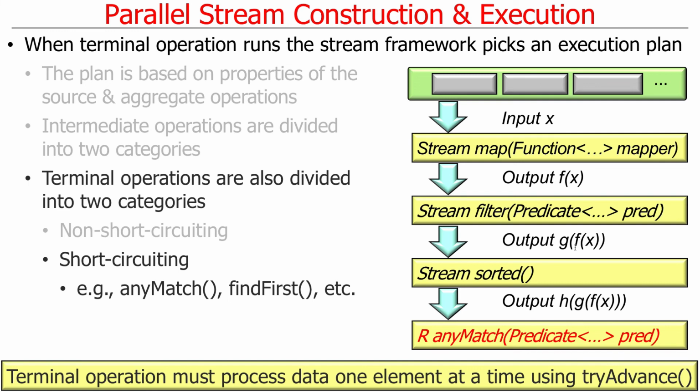In that case, because we don't know if we're going to keep going, the streams framework has to process those with tryAdvance. So it'll do it one at a time, as opposed to doing them in bulk. So obviously, again, that's going to be a little bit slower.